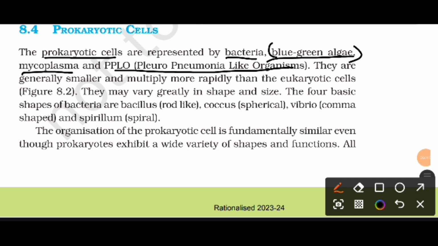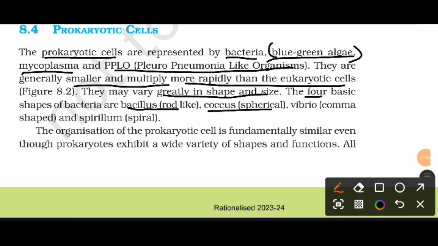They are generally smaller and multiply more rapidly than eukaryotic cells. They vary greatly in shape and size. So we have four shapes basically: bacillus, rod shaped; coccus, spherical shaped; vibrio, comma shaped; and spirillum, spiral shaped, the shapes which I showed you earlier.